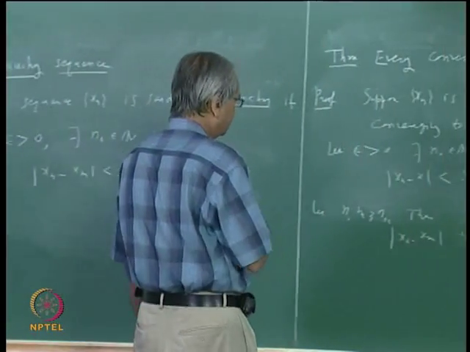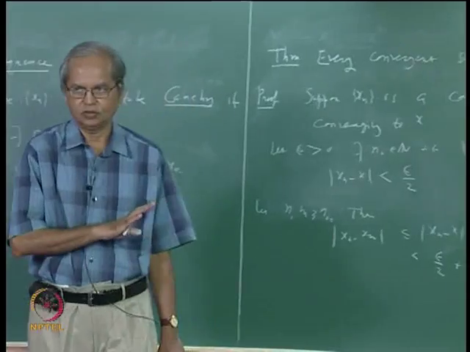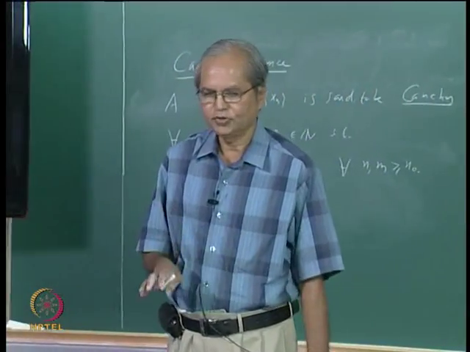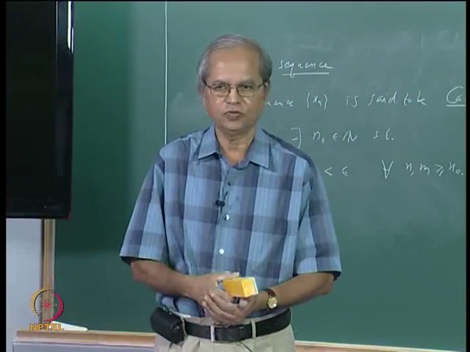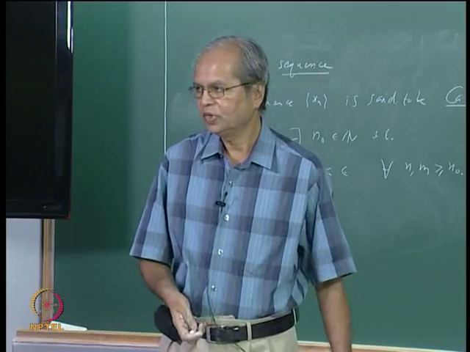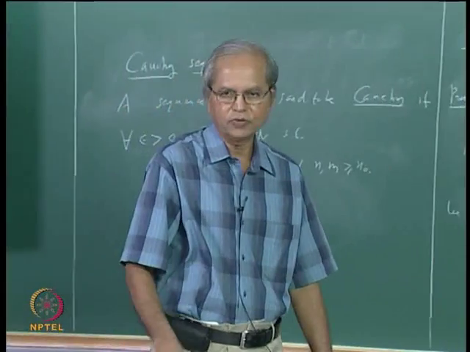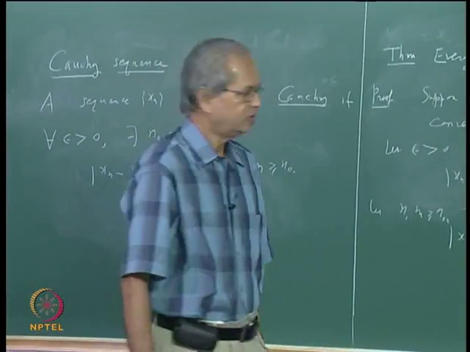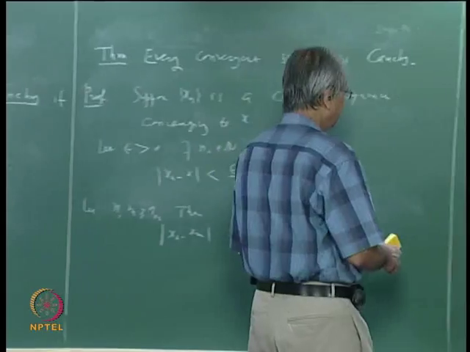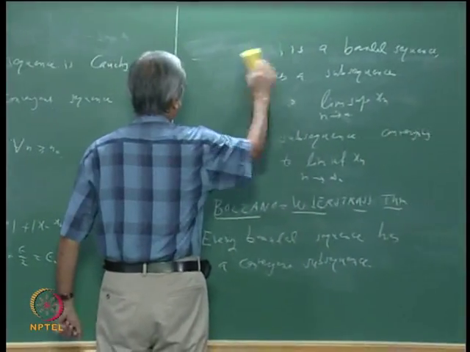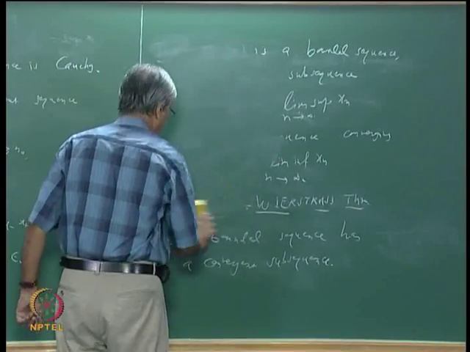This property is not held by all kinds of numbers. For example, if you take a Cauchy sequence of rational numbers, it may not converge to a rational number. But the real line has this property that every Cauchy sequence of real numbers is convergent.